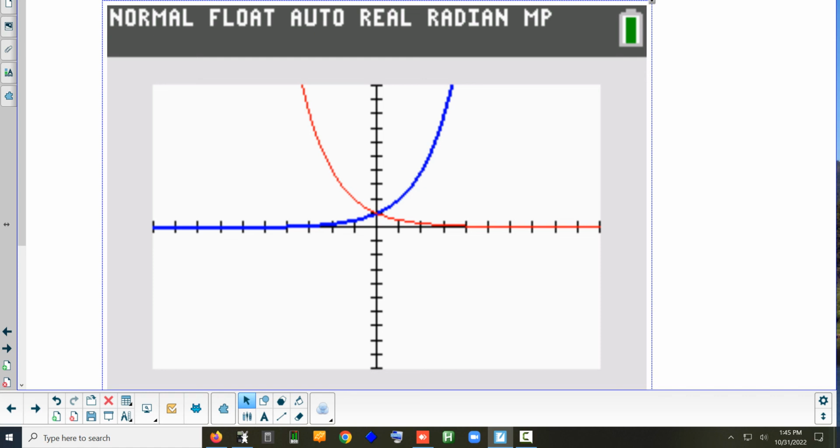They cross at the point 0, 1. And how about in terms of if you wanted to turn one into the other? Does anyone see the transformation? They're mirror reflections over the y-axis, right? They're flipped over the y-axis. So they're mirror images of each other. The one in blue is called exponential growth, and the one in red is called exponential decay.